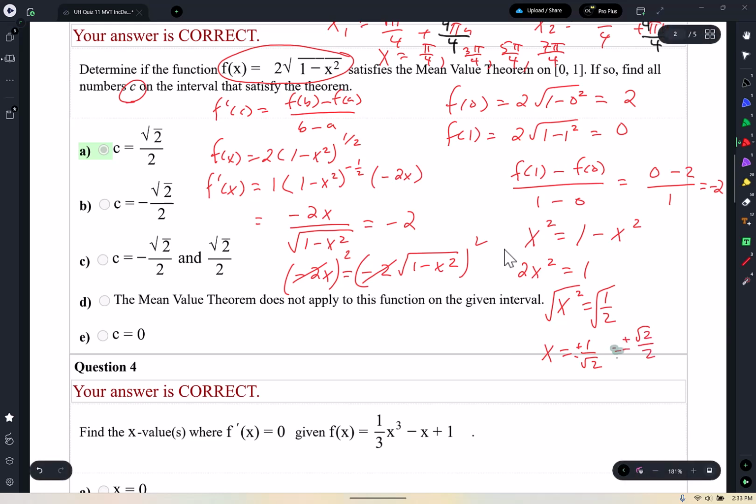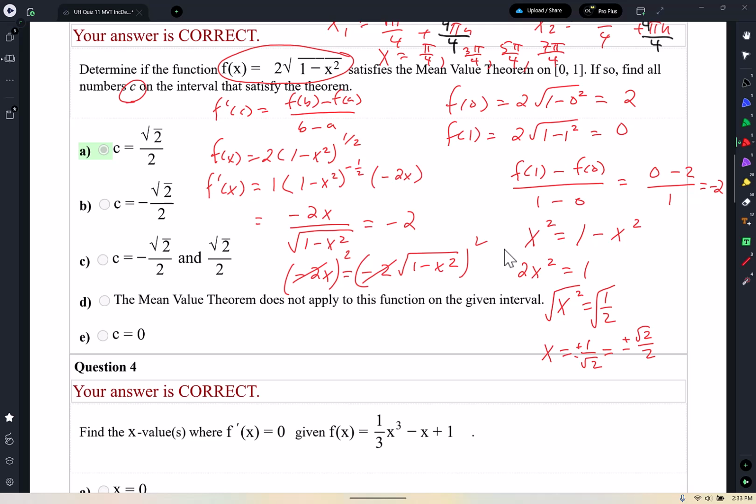So catch up to here. I did laws of exponents. Square root of 1 over square root of 2 and then rationalize it. Times square root of 2 over square root of 2. So square root of 2 over 2. So be careful. Plus minus. Yes. Perfect, Lopez. You said it perfect.